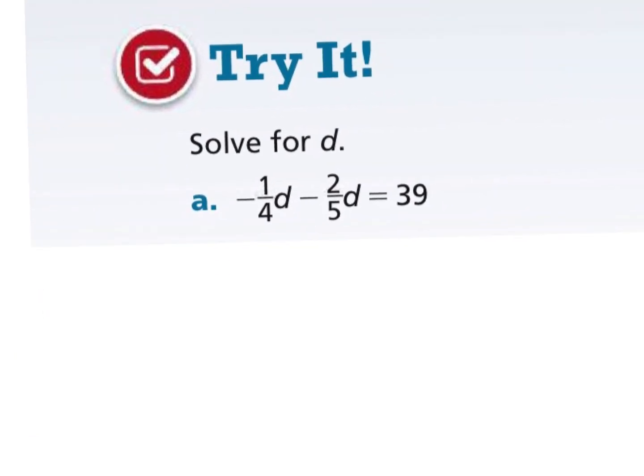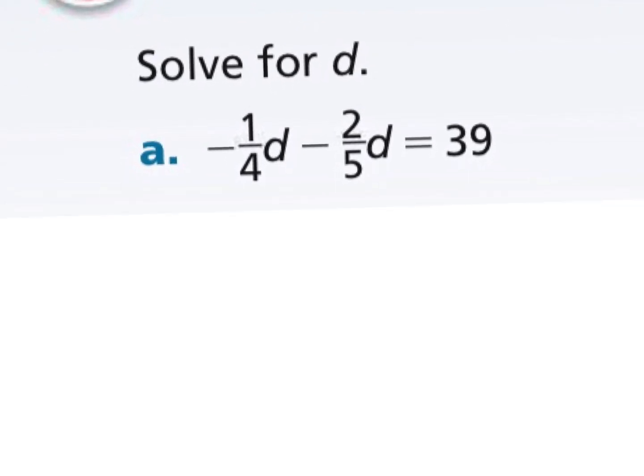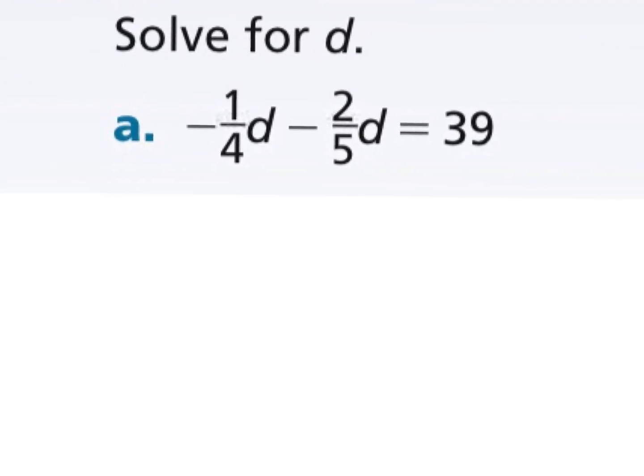So if we look at the try it, they want us to solve for D. So try it part A. A couple things that we may want to consider when we're starting this problem. One thing is that since they're subtracting, we may want to add the opposite here. Make our two sign changes, add the opposite. The other thing is then, if we're adding these fractions together, we're going to have to get a common denominator.